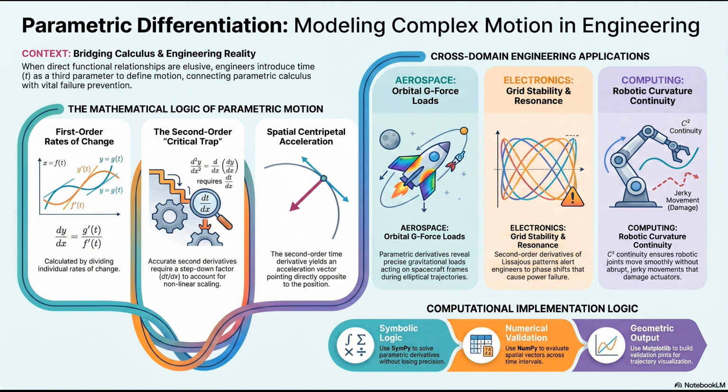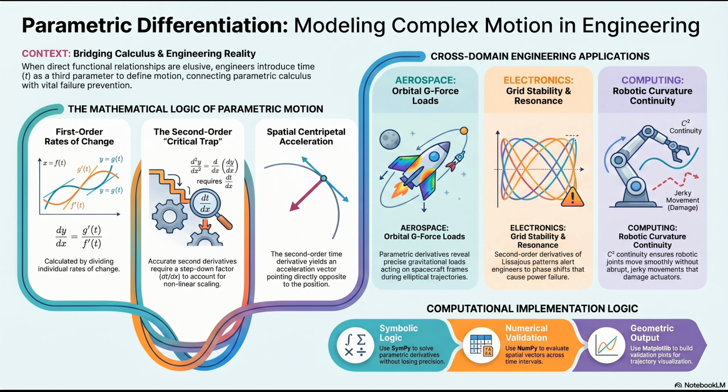But velocity doesn't snap metal. Acceleration snaps metal. Oof, yeah. To understand the physical stress on the spacecraft frame, they need the second parametric derivative. It reveals the precise gravitational load, the dynamic g-forces acting on every joint and rivet of the spacecraft at any specific point along that ellipse.